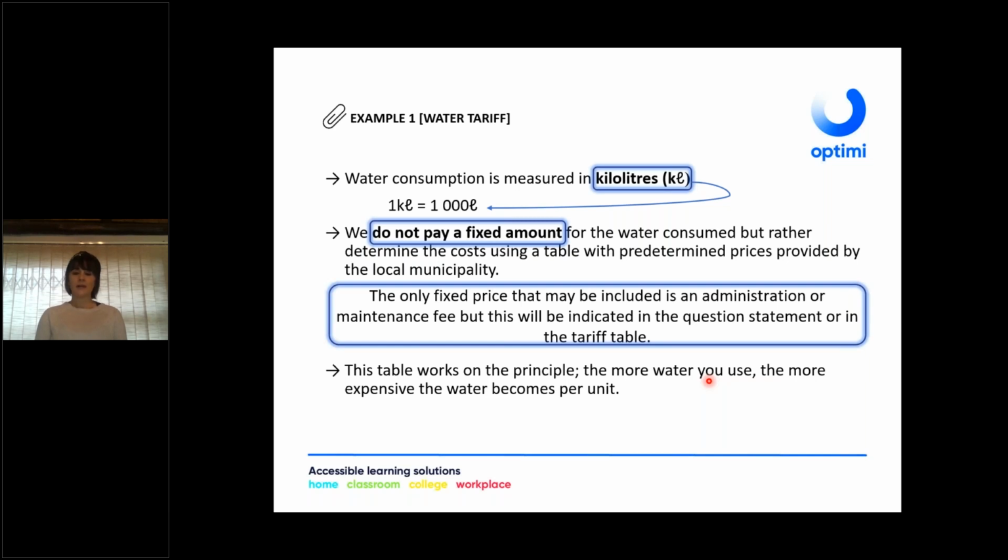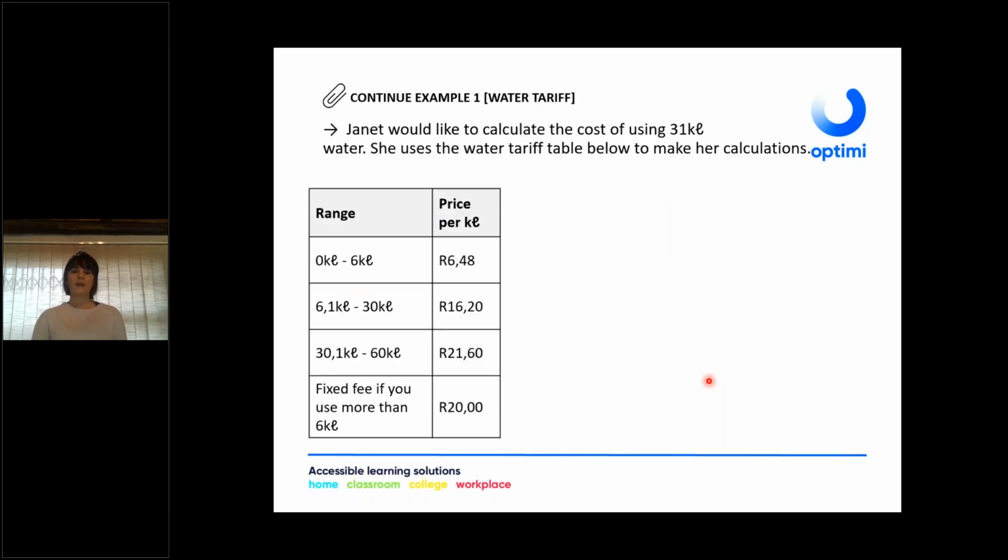Now, this table provided by the local municipality works on the principle that the more water you use, the more expensive the water becomes per unit. Before we continue with example 1, I would like to quickly discuss this table here on the left-hand side of your screen. In the first column, it gives you the range, meaning 0 to 6 kiloliters of water, and from there on, the amount of kiloliters increases. In the second column, you will see the price per kiloliter.